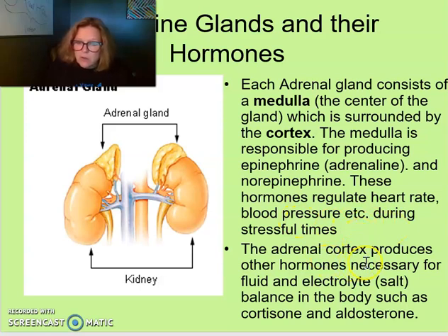And the adrenal cortex, so the outer part of the adrenal glands, produces other hormones necessary for fluid and salt balance in the body.